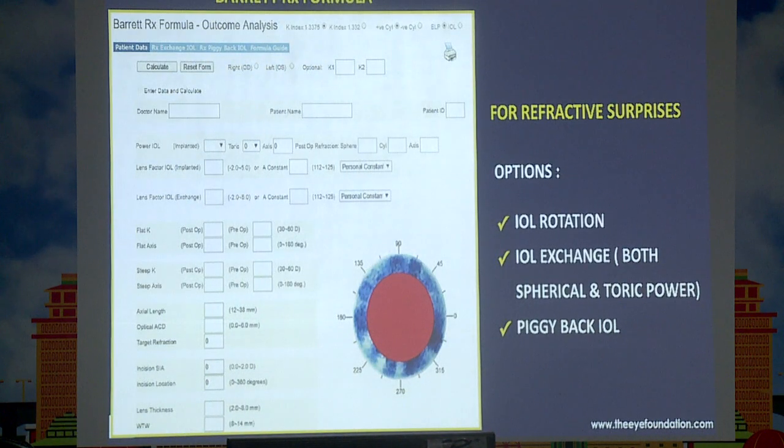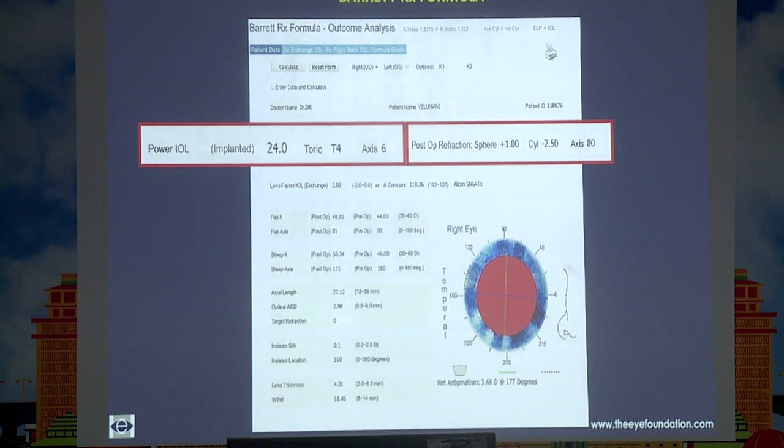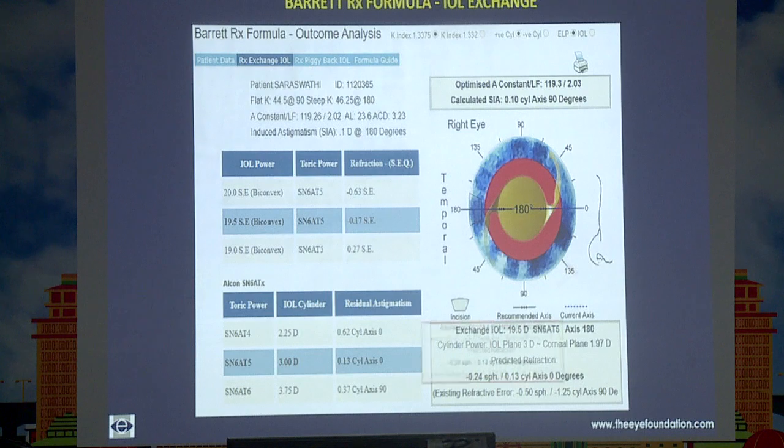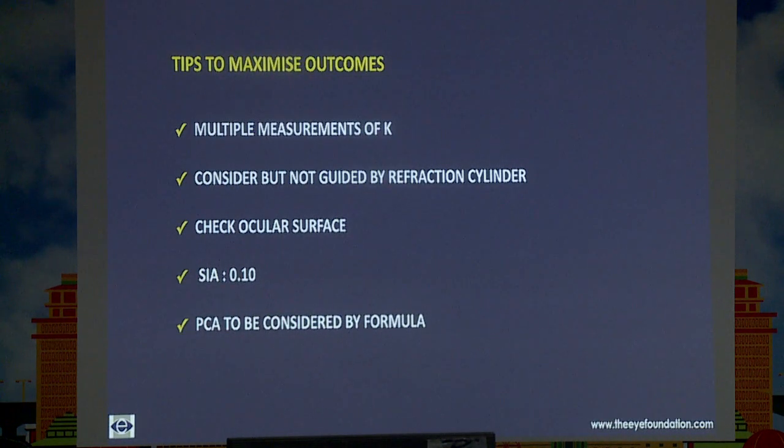For residual astigmatism, we use the Barrett RX formula that tells us, for example, if you have a residual astigmatism like this, +1 with -2.5 diopters of cylinder, rotation of these lenses is going to help only if the spherical equivalent of the total residual astigmatism is almost zero. That is, this and this tend to cancel out each other. In these cases you can go ahead and do a rotation of this lens. That's again a fairly simple procedure. You can also do a piggyback intraocular lens, or you can go ahead and do a laser vision correction.